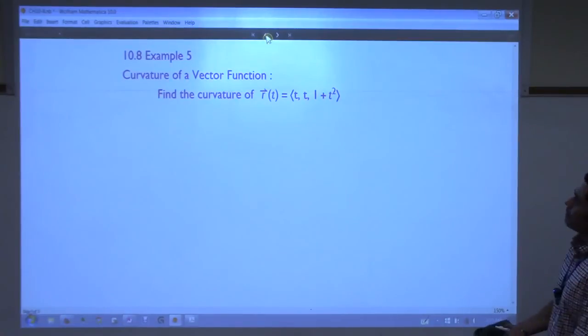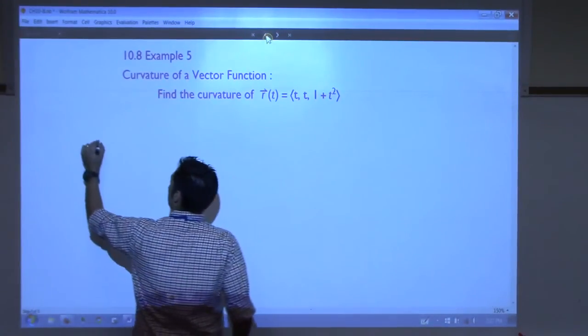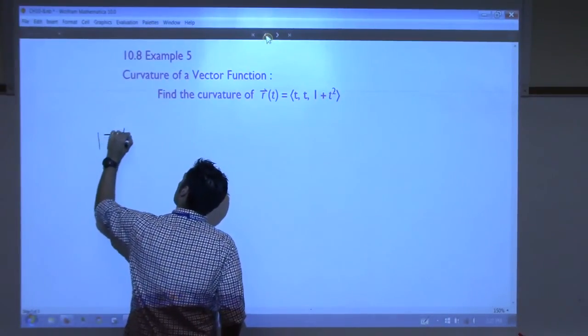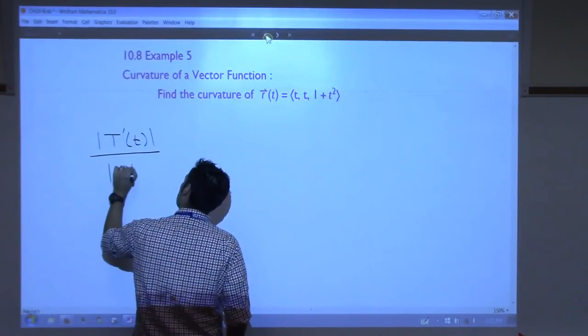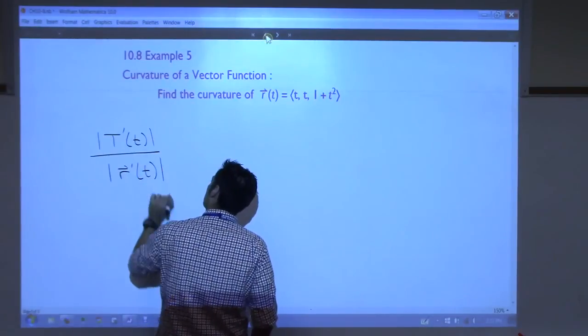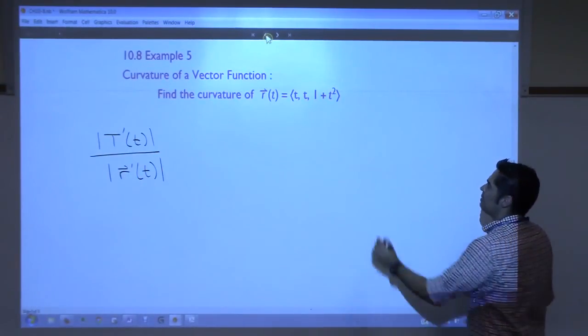All right. Find the curvature. What formula do you like? I like the one we just used, but let's try the other one, okay? The other one was the derivative of the unit tangent vector magnitude over the derivative of the position vector magnitude, right? All right, so I'm going to need to find the derivative.